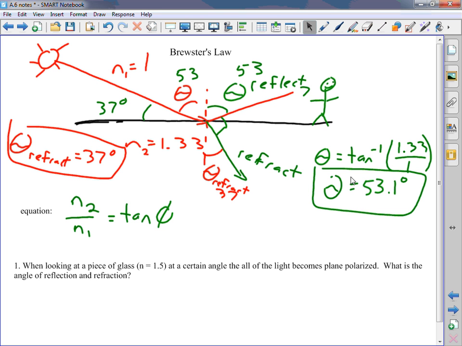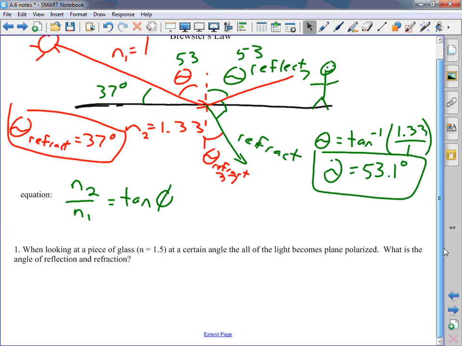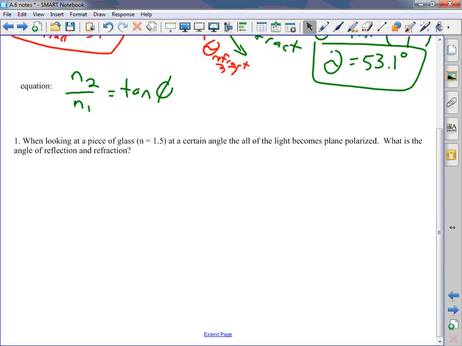We good? Okay, another problem. When looking at a piece of glass, at a certain angle, all of the light being reflected becomes plane polarized. What is the angle of reflection and refraction? I mean, this is the exact same idea. Why don't you do that right now yourself? Go. Sorry, keep going if you need to. Now, here, this was the exact same problem. What was Brewster's angle, please?